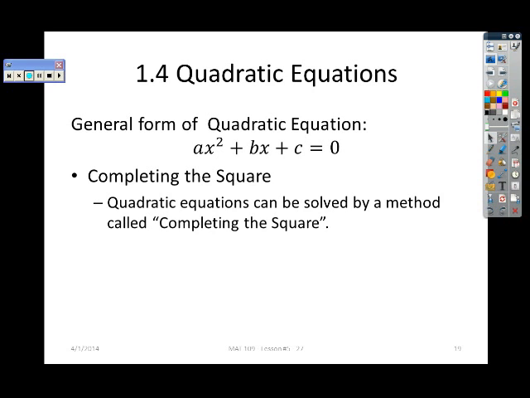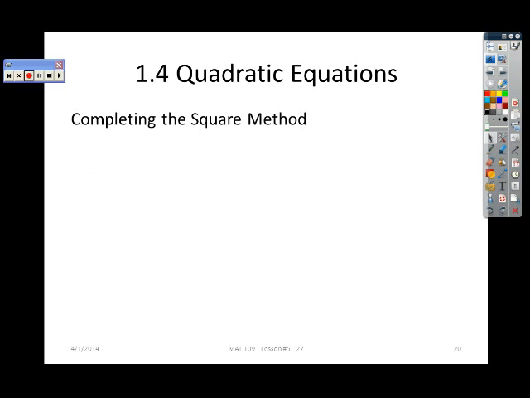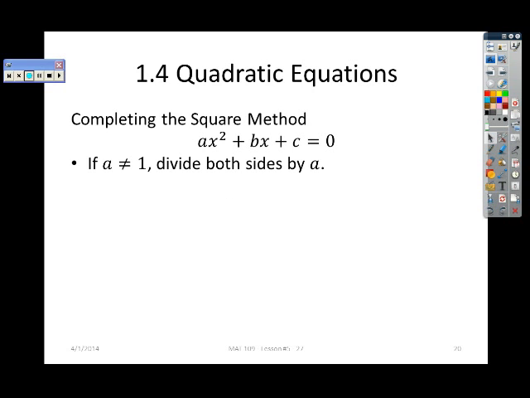So completing the square takes a general quadratic equation and forces it to become a square root property form, where we have a perfect square on this side and something else on this side. Then we take the square root of both sides and we have the solution. So here's where we're starting from. The method says if this coefficient is not equal to 1, divide the equation by whatever that is. We need that to be a plus 1. So divide everything by a.